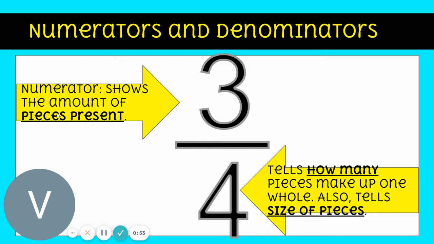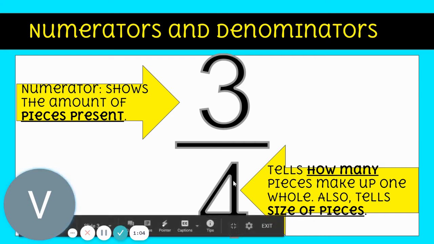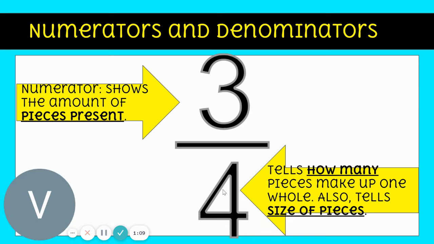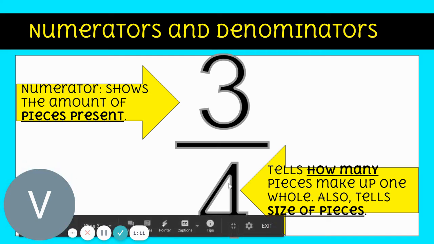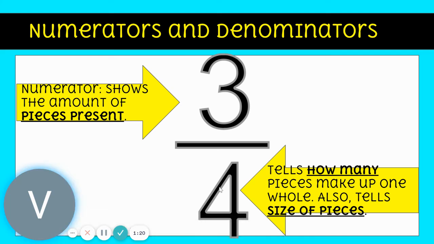So numerators show the amount of pieces present. In our last example, we had one piece taken out, so that was one piece present that was taken out. And the 6 tells how many pieces make up one whole, and also tells the size of the pieces. If this number is lower, like only 2 or 3, then those pieces would be way bigger than a pie that had 15 different pieces.